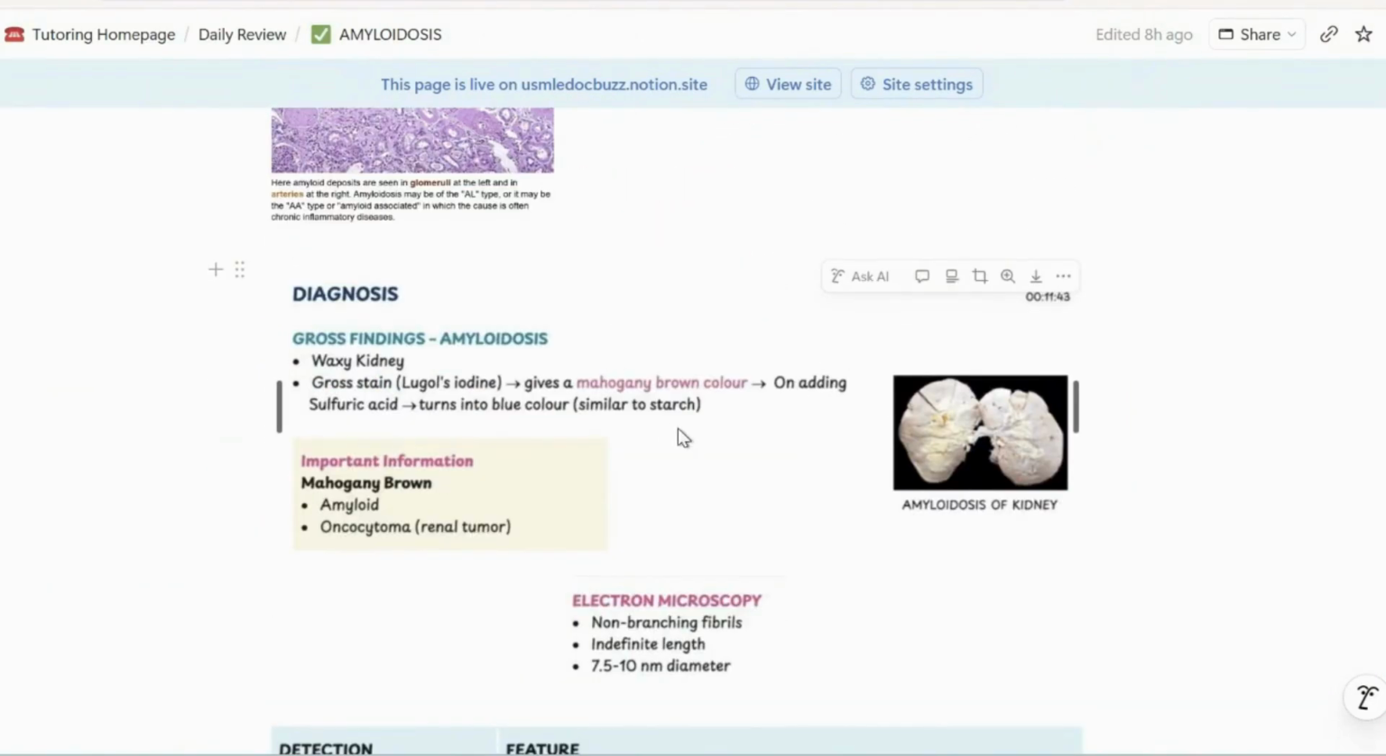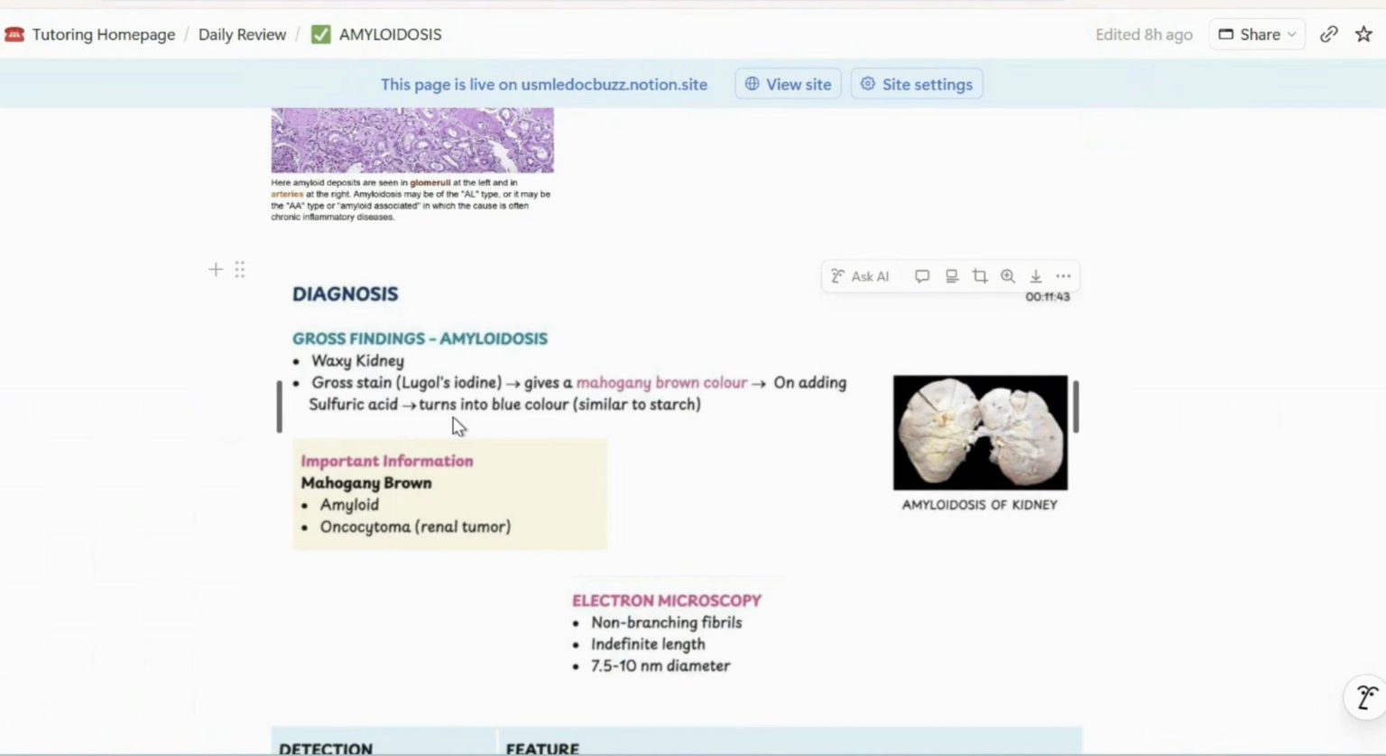Gross findings, they may say waxy kidneys. Gross findings are usually an autopsy question. Maybe renal transplantation has occurred and the pathologist is describing what is seen. So if they ever give it to you, just remember, it's still not inside the person. You can't describe it as the gross findings inside the person.